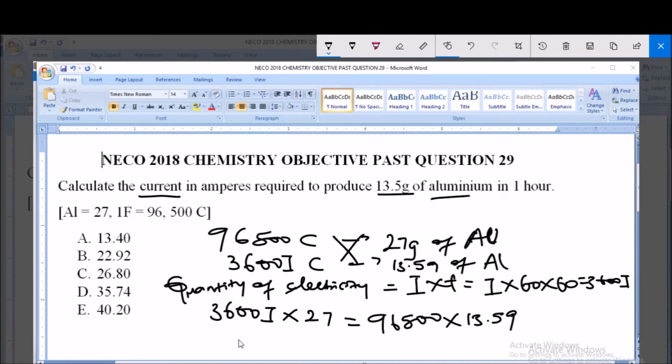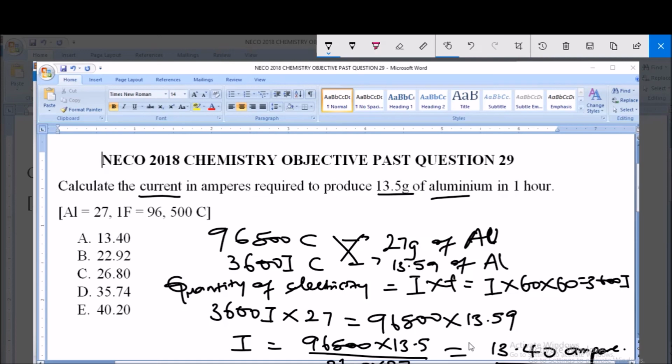Now from here we can see that I is equals to 96,500 multiplied by 13.5 all over 3,600 multiplied by 27, and this will give us 13.40 amperes. So the current in amperes required is actually 13.40 amperes, and that is option A.